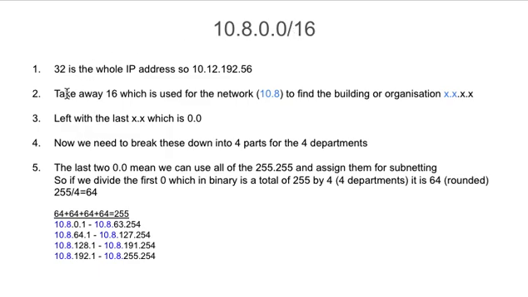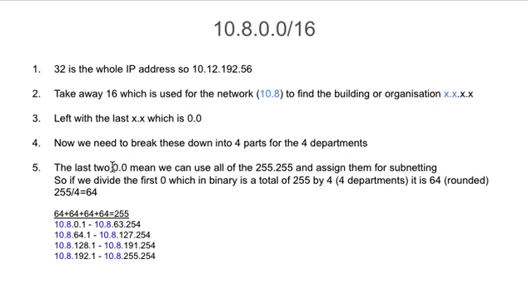So take away the 16, which is used for the network, so these first two, 10.8, to find the building organization, which is, as I said, the first two. You're left with the last two. So I'm using the X's to show how it works out and which ones we are referring to. Last two is 0, 0, these two. Now we need to break these down into 4 parts for the departments. Alright?